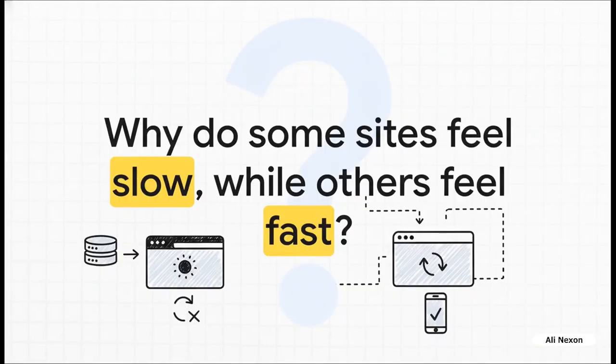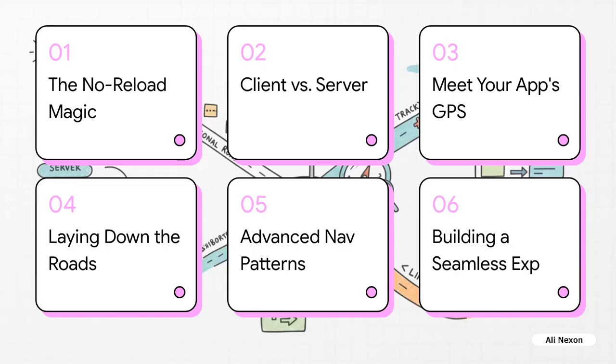So, let's start with something we've all felt, right? You click a link, the screen goes white for a second, and you sit there waiting for the entire page to load all over again. It just feels old. But then you go to another site, and as you click around, content just appears instantly. It's fast, it's smooth. What's the secret? What's going on there? Well, in this explainer, we're going to break it all down for you.